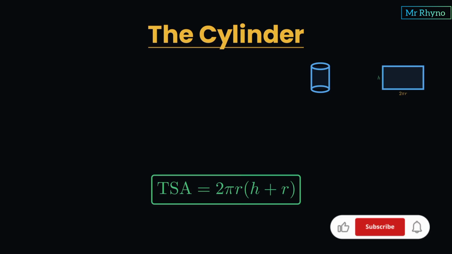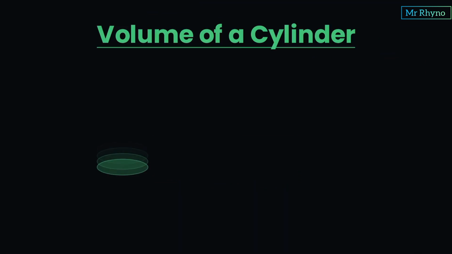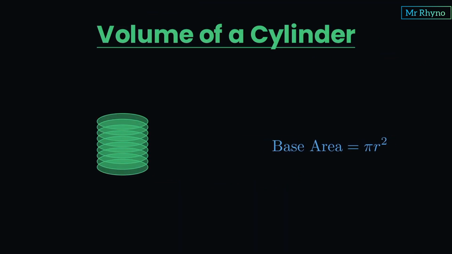They can derive it. Think of a cylinder as many circles stacked together. Each circle has area pi r squared. Multiply by the height. Volume equals pi r squared h. Area of the base multiplied by the height. Exactly like multiplying length by width by height for a cuboid.